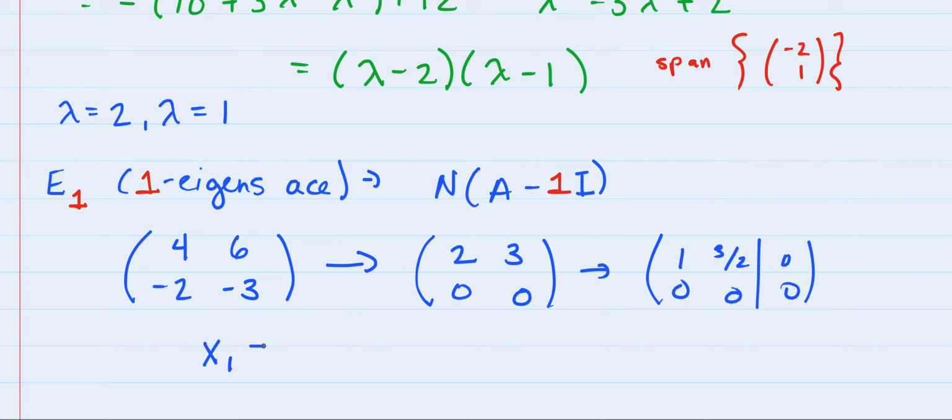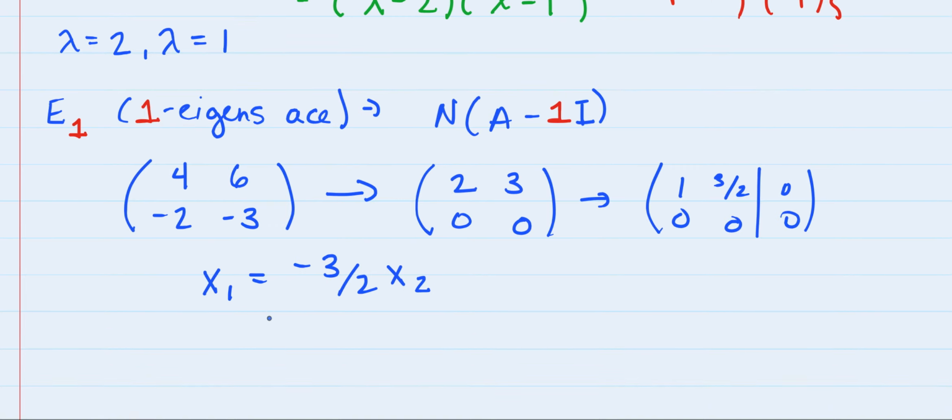And we have x1 is equal to -3 over 2 x2. So then this null space, if we let x2 be free, so let's label it s, our vectors look something like -3 over 2 s, s.